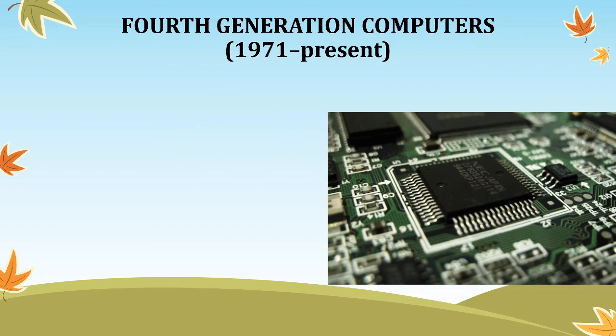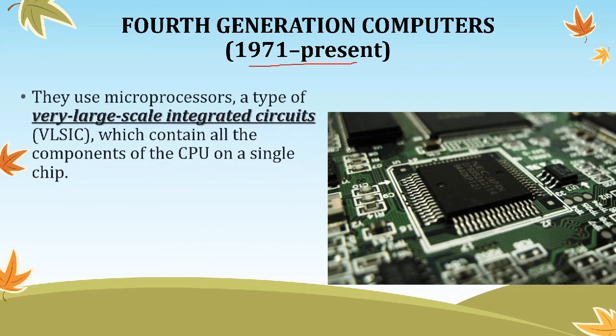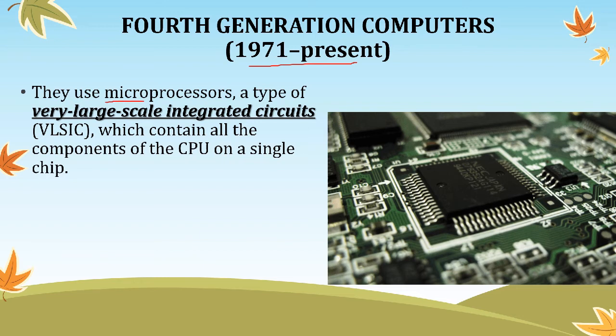Next we will see about the fourth generation computers, that is 1971 to at present. They use microprocessors, a very large scale integrated circuit type which contain all the components of the CPU on a single chip. See, in fourth generation computers, we are using microprocessors as the main component. What are microprocessors? It's a type of very large scale integrated circuits, that is VLSI. That means all the components of the CPU will be embedded into a single chip.